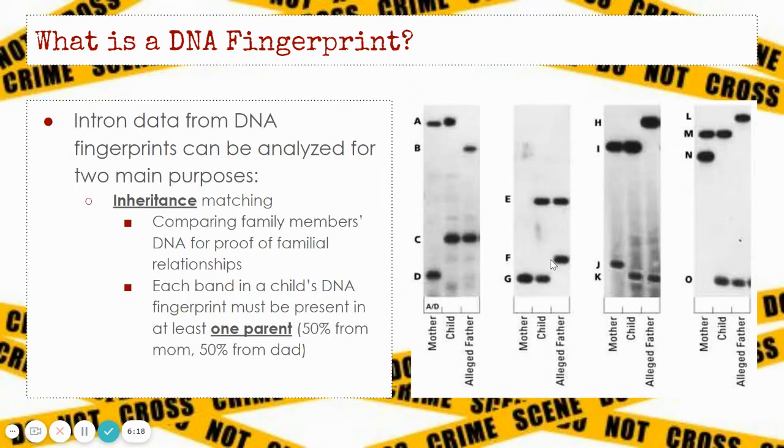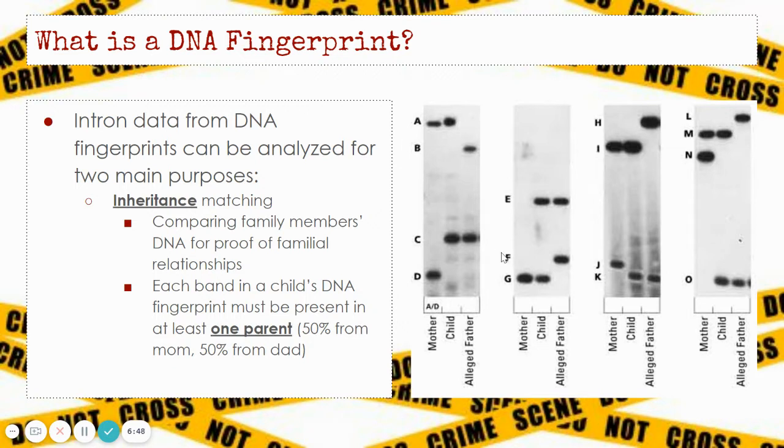Intron data from DNA fingerprints can be analyzed for 2 main purposes. So the first purpose is inheritance matching. So this is comparing family members' DNA for proof of familial relationships. So we can look at a child, a father, and a mother. Every band in the child's DNA fingerprint must be present in at least one of the parents. Because you get half your DNA from your mom and half from your dad, all of the bands, so to speak, in the DNA fingerprint of a child have to match to one or the other.